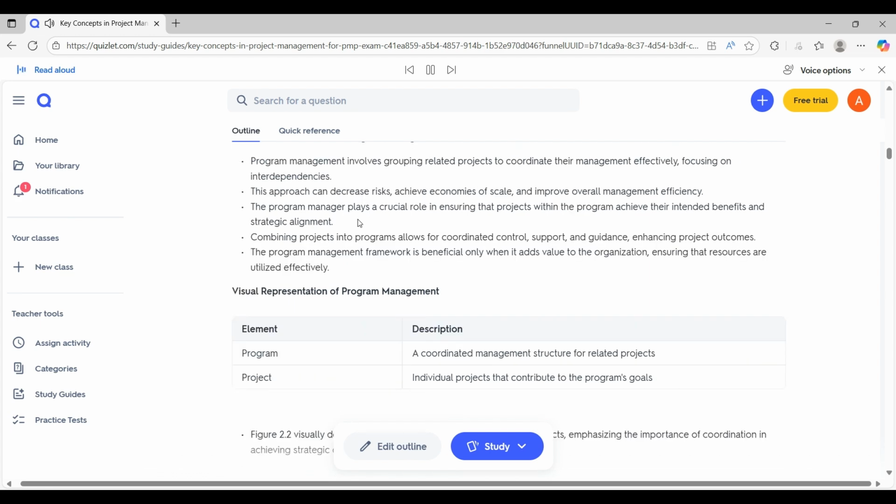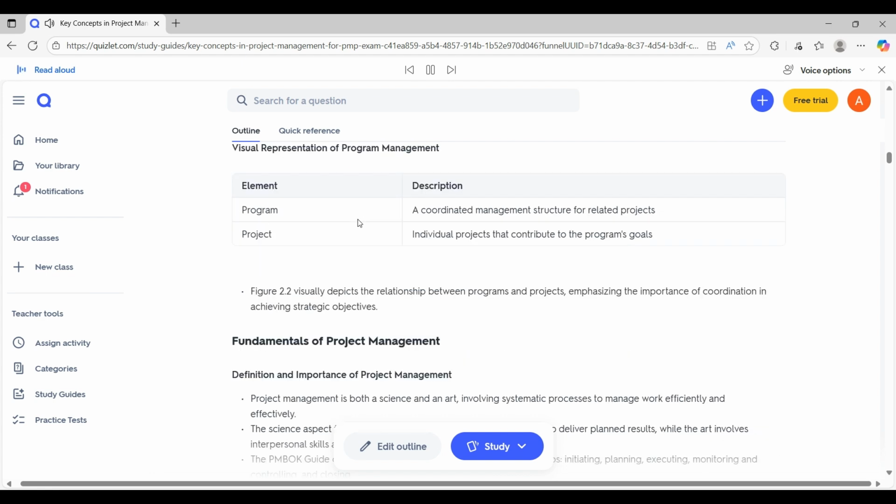Visual representation of program management. Element. Description. Program: a coordinated management structure for related projects. Project: individual projects that contribute to the program's goals. Figure 2.2 visually depicts the relationship between programs and projects, emphasizing the importance of coordination in achieving strategic objectives.